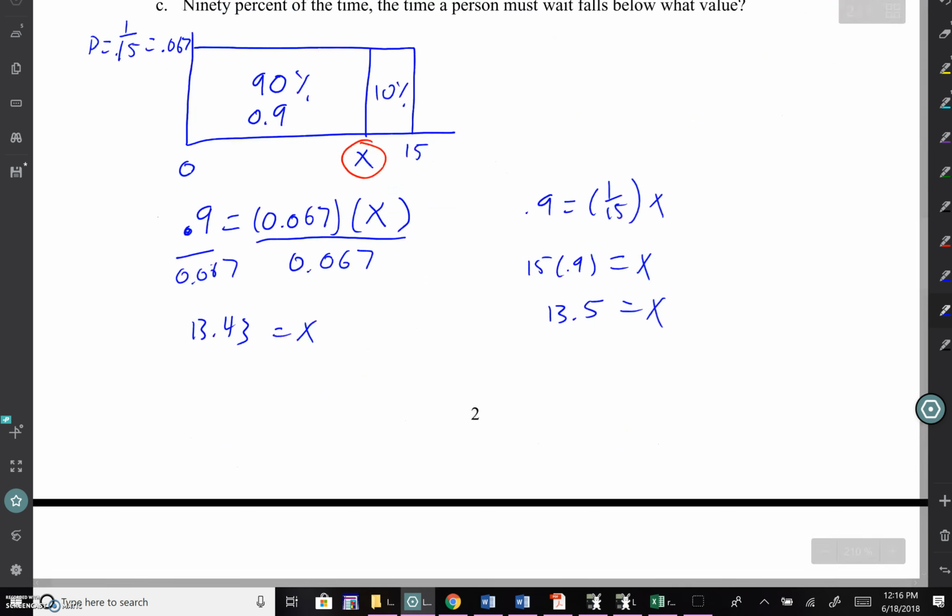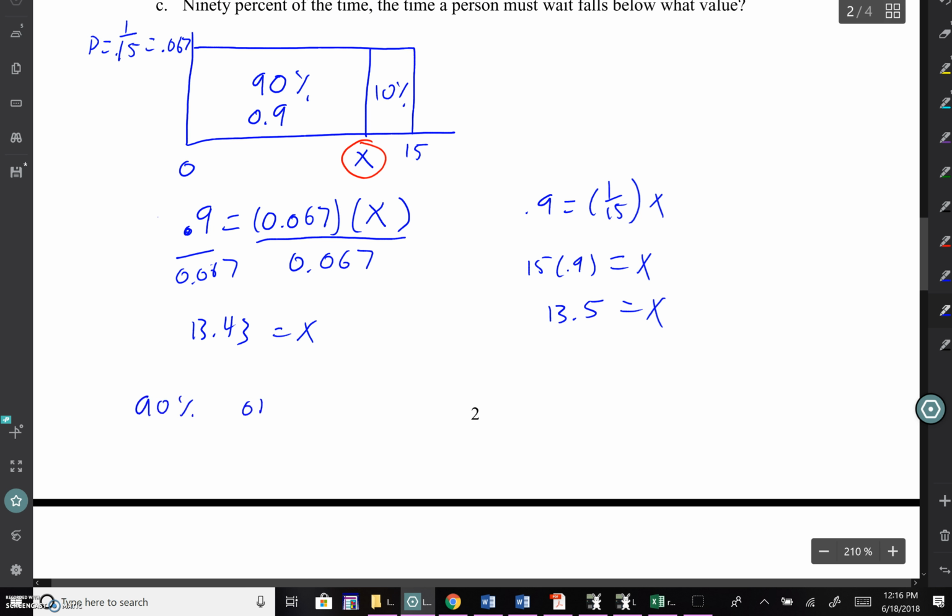And then you would tell me 90% of the time a person waits less than 13.43 minutes. Or 13.5 minutes if you use the 15, either one.